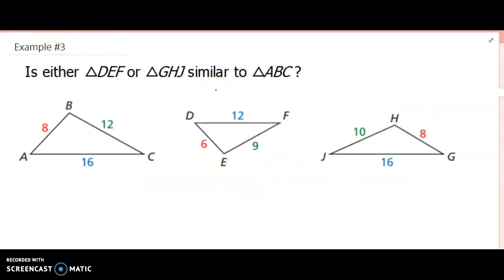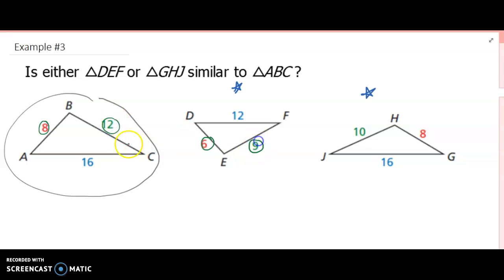All right, so let's look at example 3 together. So it says, is either DEF, this one or this one, similar to this one here? Okay, so we have to find out, are any of these two similar to this? So in order to be similar, all three sides have to have the same proportion. And we don't know what side corresponds to what, so I'm just going to do the smallest has to correspond to each other, the middle has to correspond to each other, and the large has to correspond to each other. So all three of these have to have the same ratio. If two have the same ratio and one has a different ratio, then they are not similar.